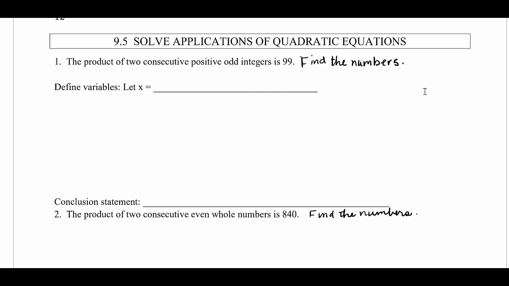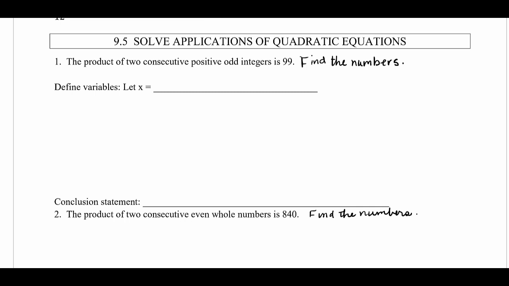In this video, we're going to solve word problems that involve using quadratic equations. And in this first video, these problems are going to be word problems where we need to find numbers. So for example, what I mean by that is this first example says the product of two consecutive positive odd integers is 99. Find the numbers.